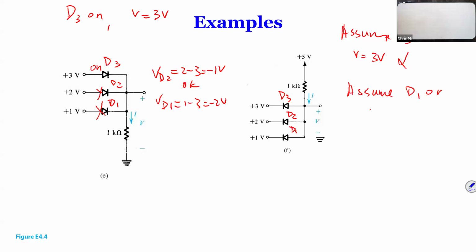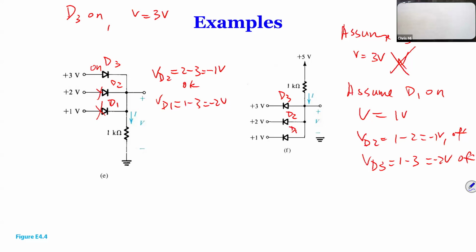D1 on. So if D1 is on, this is 1, so we got V equal to 1 volt. If V is 1 volt, then we have VD2 equal to 1 minus 2, equal to minus 1 volt, which is okay, because it's off. And we have VD3 equal to 1 minus 3, equal to minus 2 volts, it's off. So here is how we mark the VD, and here we mark VD, which means it's off.